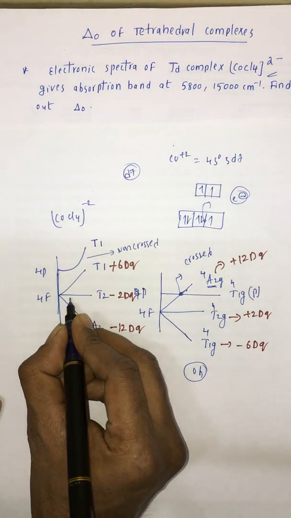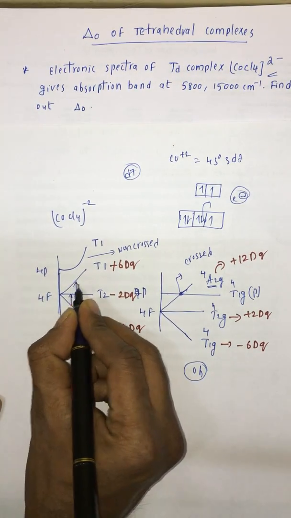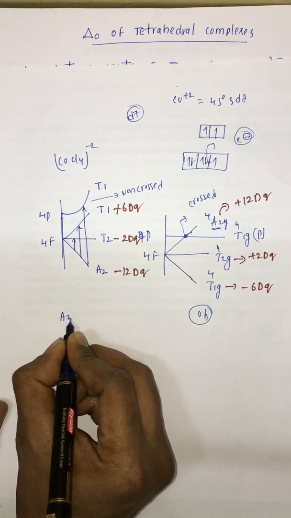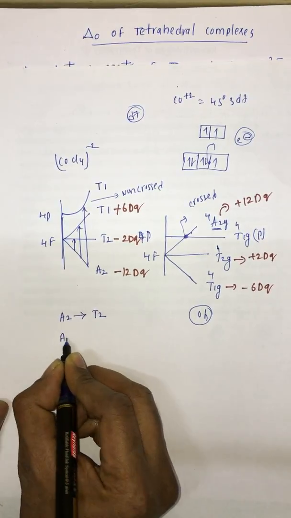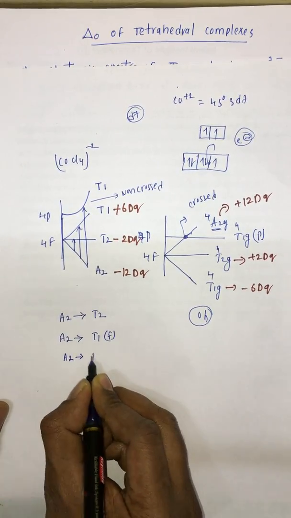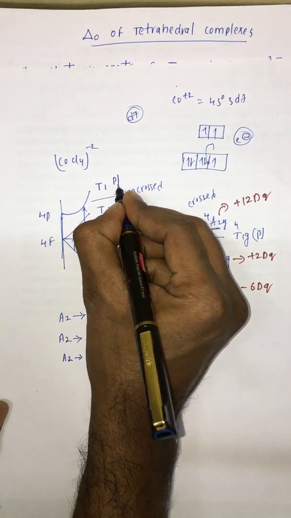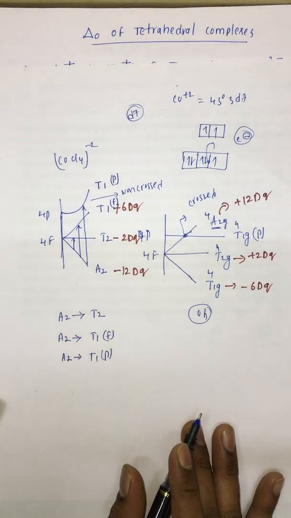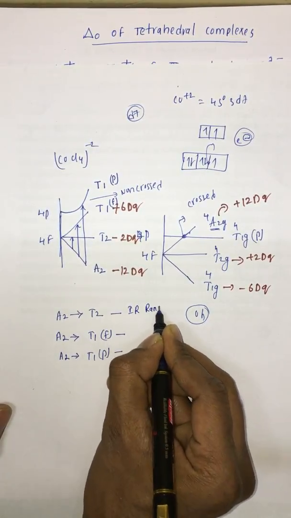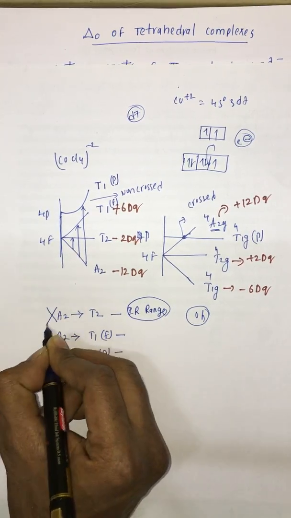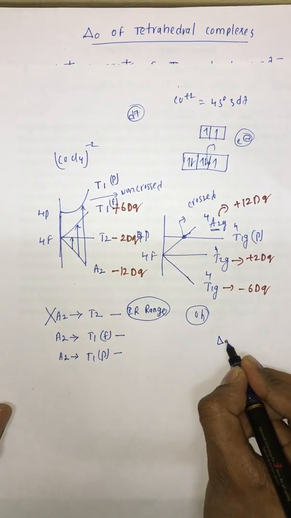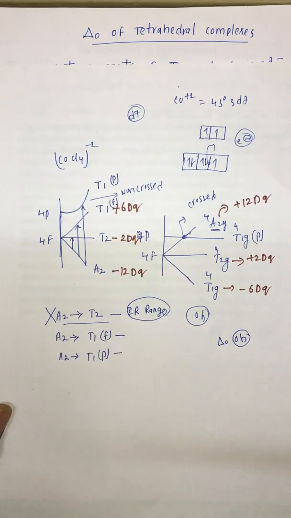Okay, so now three transitions are possible: first transition, second transition, and third transition. I will write all these transitions here: A2 to T2, A2 to T1 of the F term, and A2 to T1 of the P term. This is for the P term and this is for the F term. Among these three transitions, the first comes in the IR range, IR spectra, so we cannot use it to calculate the delta knot. I have made a video for delta knot for octahedral complexes. There I have taken only the first transitions.